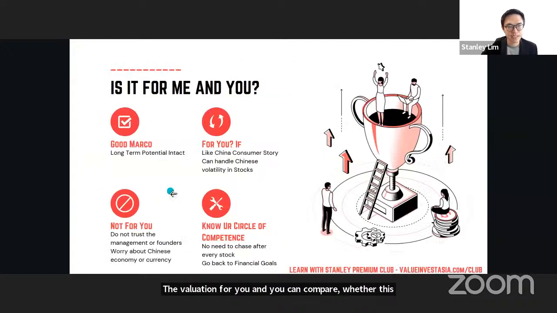And then the last thing that we tend to talk about is also, yes, this company can be perfect, but is it really suitable for you? Is it suitable for your portfolio? Does it fit your objective, right? Investing is not really just about making money, right? It has to suit your investment objective.